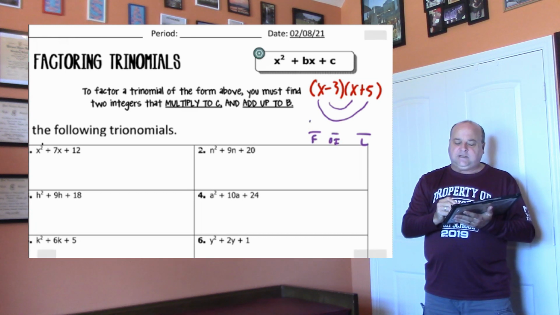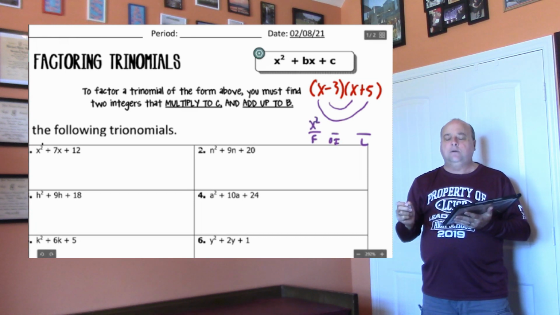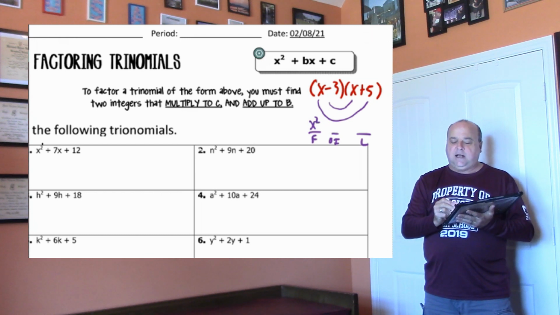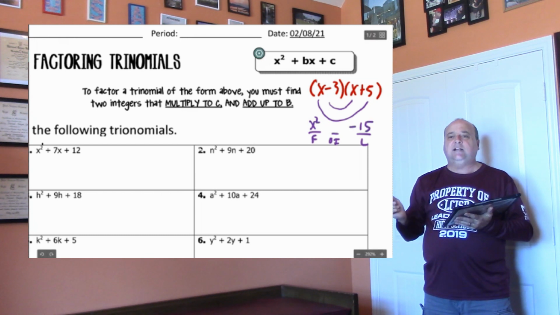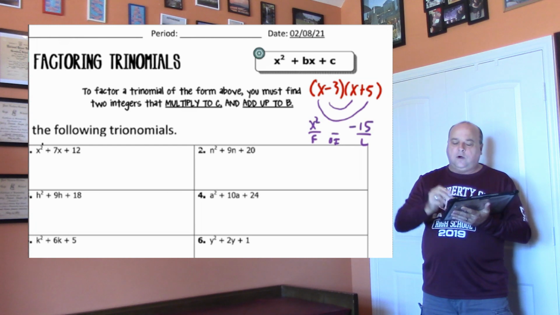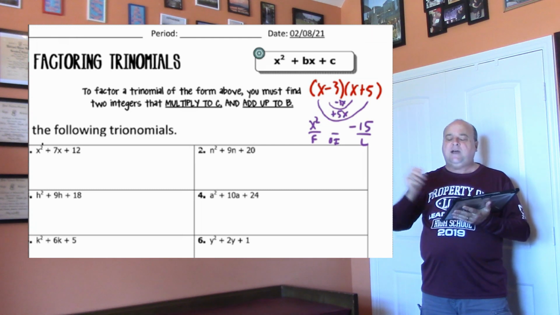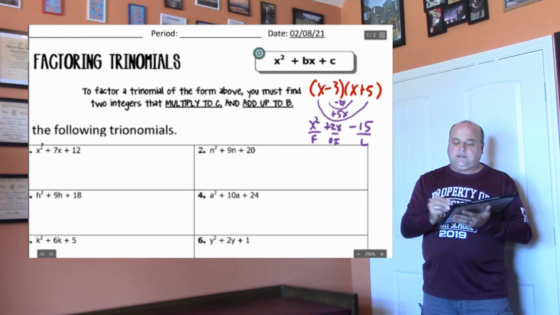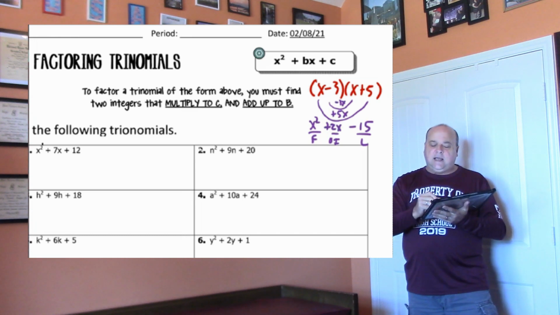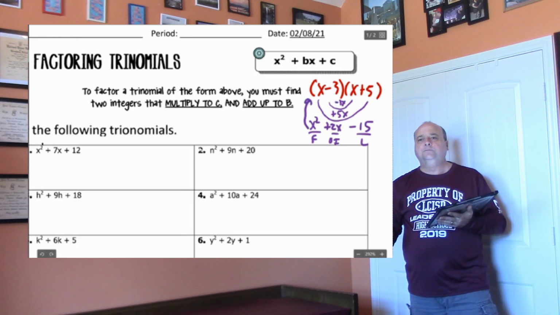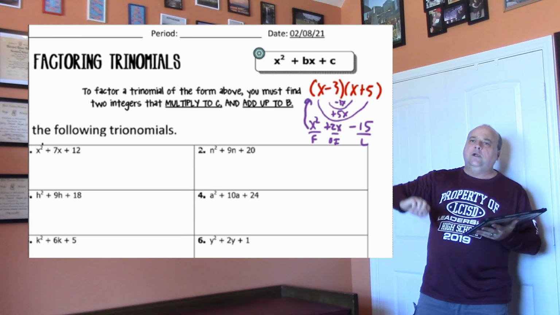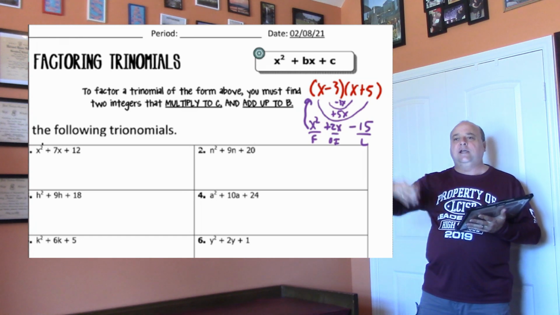So x times x is x squared, that's my first term. A negative 3 times a positive 5 is a negative 15, that's my last term. Then we do the arches. We're going to get a negative 3x and a plus 5x. Negative 3x plus 5x is a plus 2x. What we're going to do today is go from here to here. Okay, so we are going to undo the multiplying and go back.